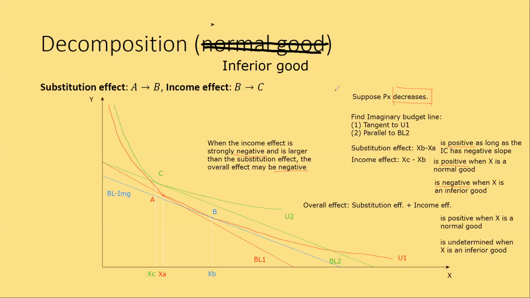Next, the sign of the overall effect is going to be determined if good X is a normal good, because the income effect and the substitution effect will have the same sign. However, if good X is an inferior good, then the overall effect is going to be undetermined, because the substitution effect and the income effect have opposite signs.